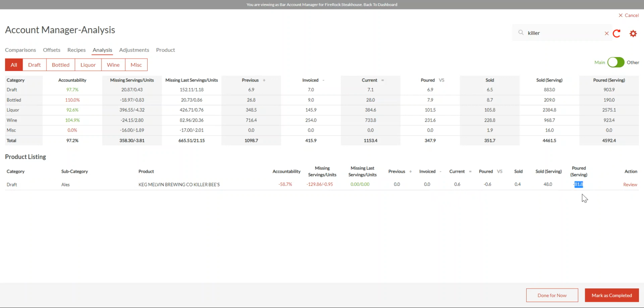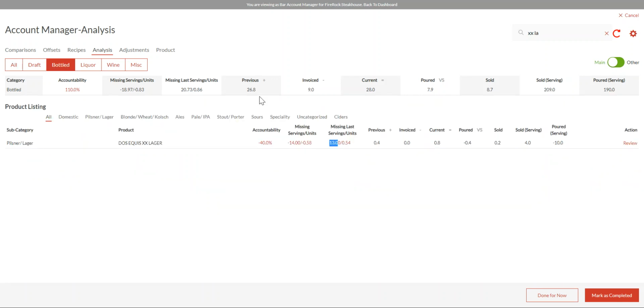If you're seeing a minus poured, you know that something is wrong and it could well be a missing invoice. And then two types of flip-flops. The first type of flip-flop is a flip-flop between cycles. So in some cases, if we have a miscount that wasn't caught, you can see a flip-flop between cycles, meaning that today we're 14 servings over. We sold 4, but supposedly we poured -10, which is obviously not possible.